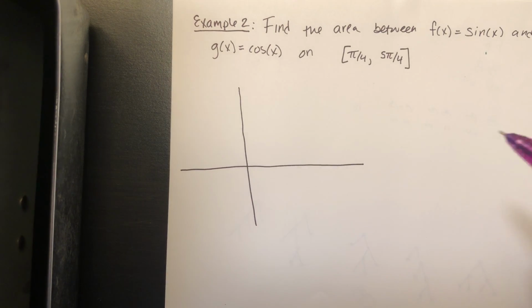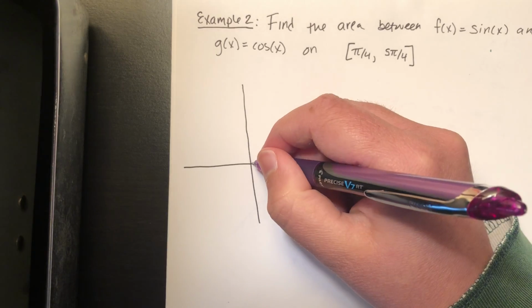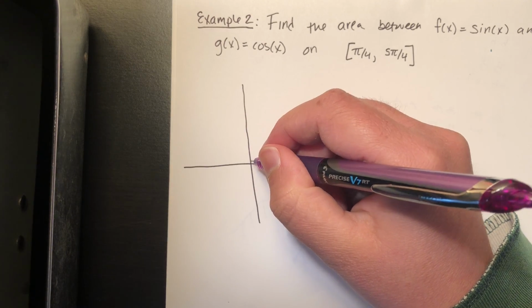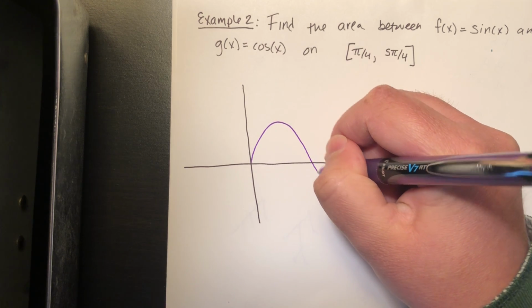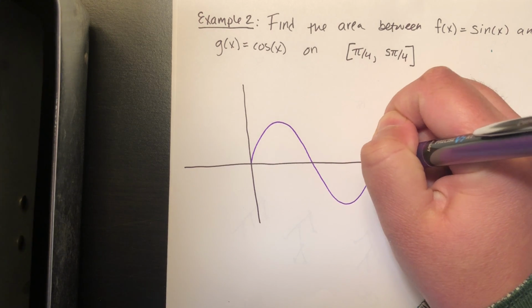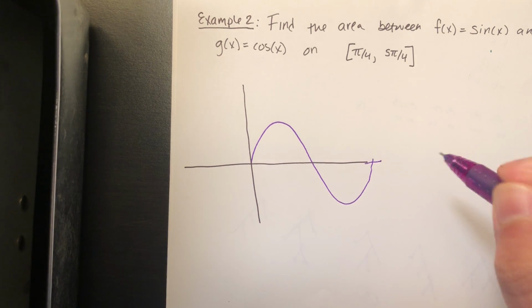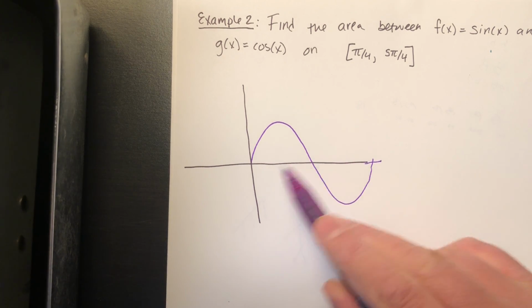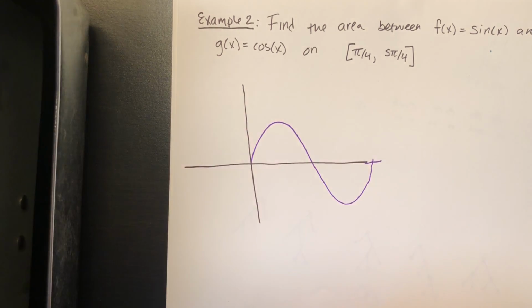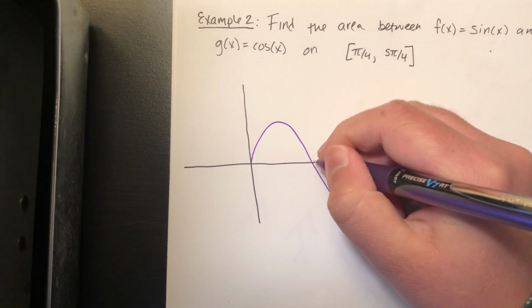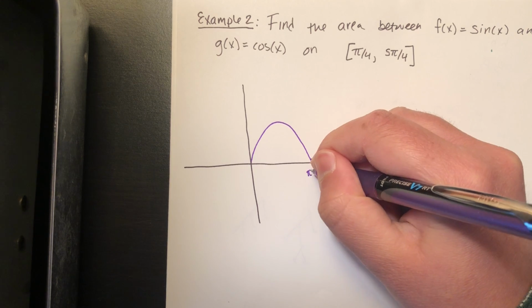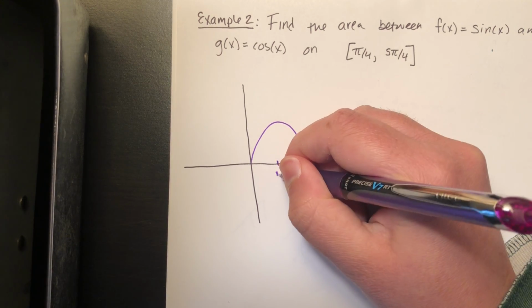Okay, well let me start by drawing sine of x. And I'm not sure which function's on top here, so I'm just going to start with sine of x here. And I'm only really interested from pi over 4 to 5 pi over 4, so I don't have to keep drawing it on the other side. Right, this is 2 pi, so it's further along than we really need to go. This is pi over 4.